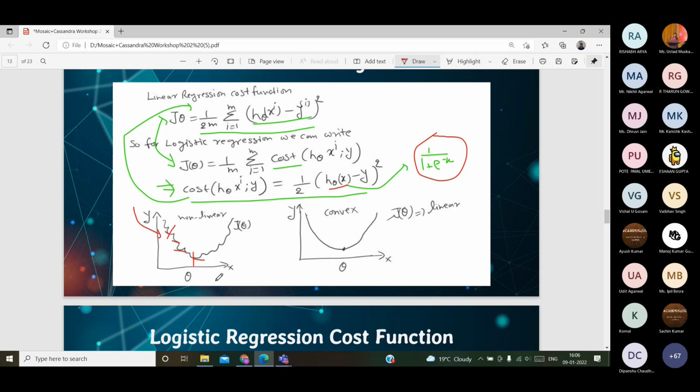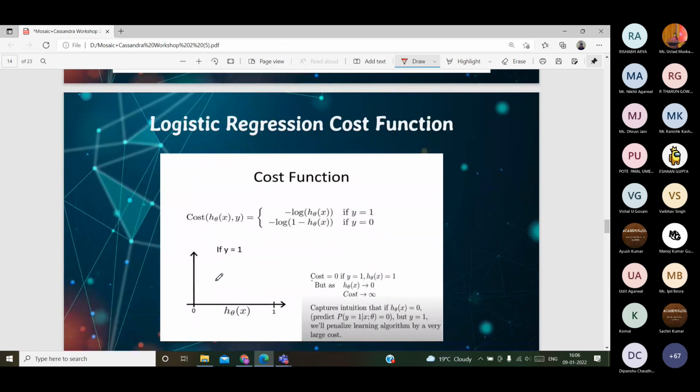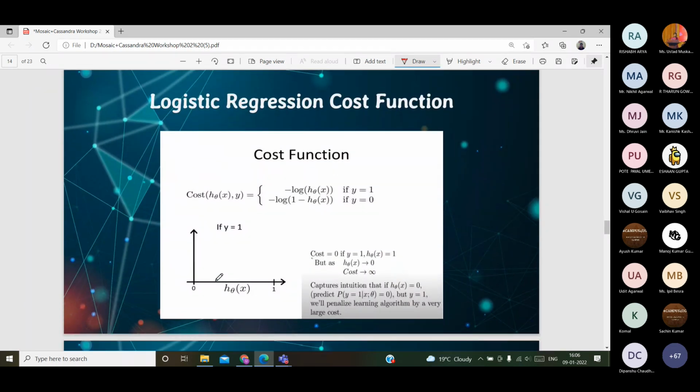So this is the problem with the linear regression cost function. Now let us come to what we can do with the logistic regression cost function. One of the best cost functions is this: if the label is y and y is 1, we can assume the cost function is minus log of h theta x, and if y is 0, we can assume it is minus log of 1 minus h theta x. So let us consider the first case, if y is 1.